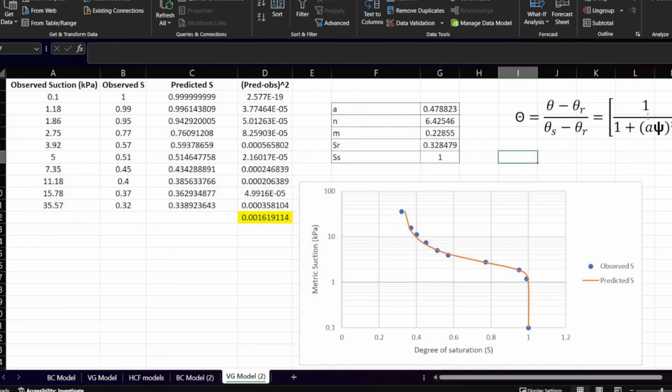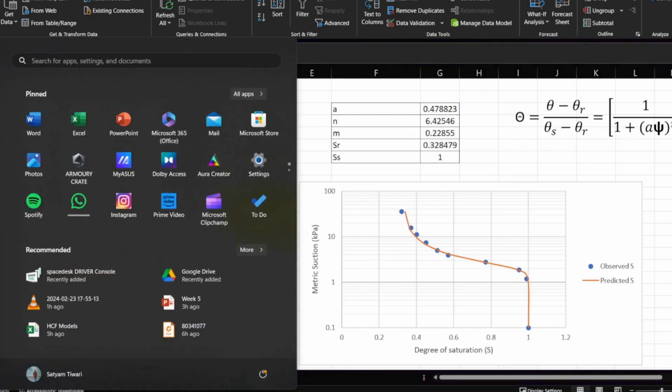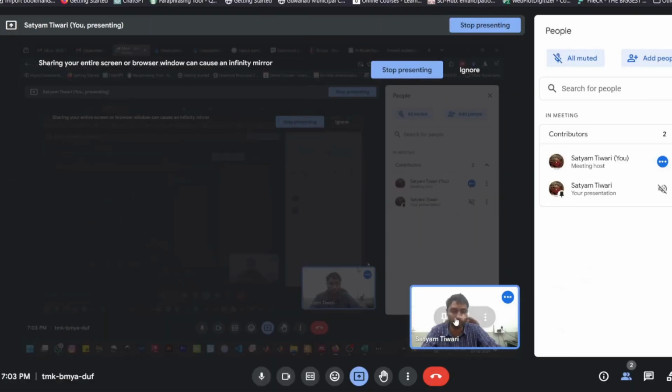So in this way, by using the spreadsheet, we can easily solve these functions, and easily use these prediction models to obtain a better fit, right?